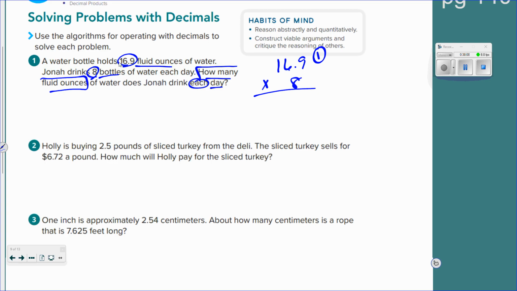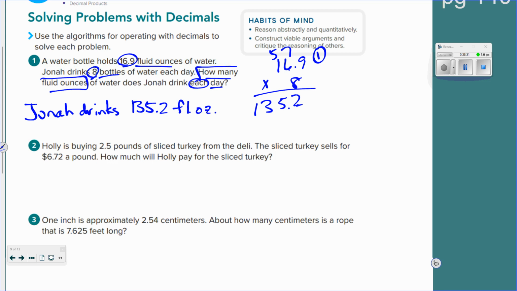So now I'm going to 169 times 8. It'll be 72. 48 and 7 is 55. 8 and 5 is 13. Put 1 decimal in my answer. So, going to drinks, 135 and 2/10 fluid ounces. That's how I do it.